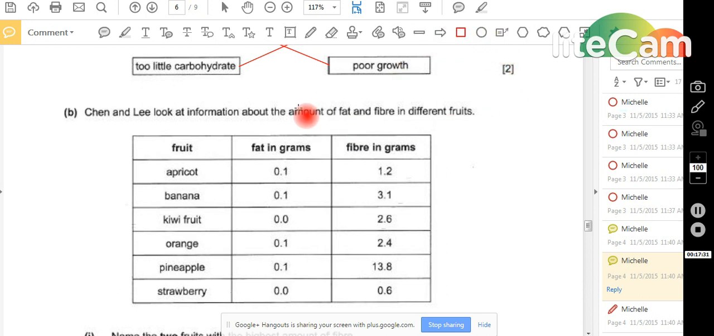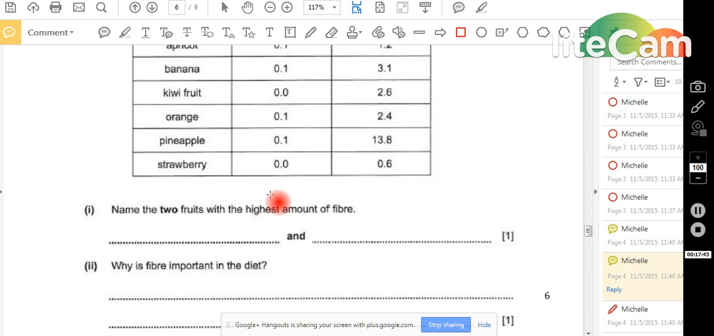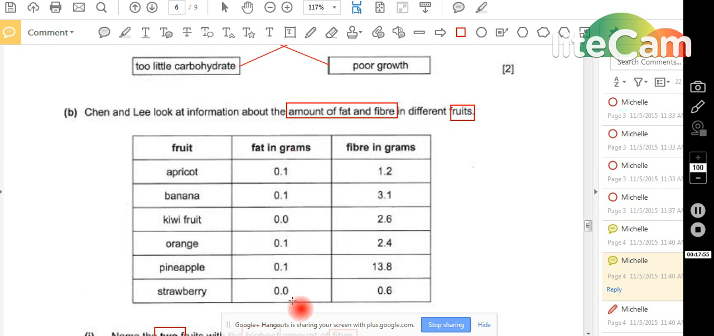Okay. Chen and Lee look at information about the amount of fat and fiber in different foods. So they're looking at the amount of fat and fiber, and we're working with fruits. Then it says the different fruits. It gives us the fat content in grams and the fiber content in grams. Name the 2 fruits with the highest amount of fiber. So which one are we looking at? Fat or fiber? So it would be pineapple and banana. Well done, because those 2 show the highest number.